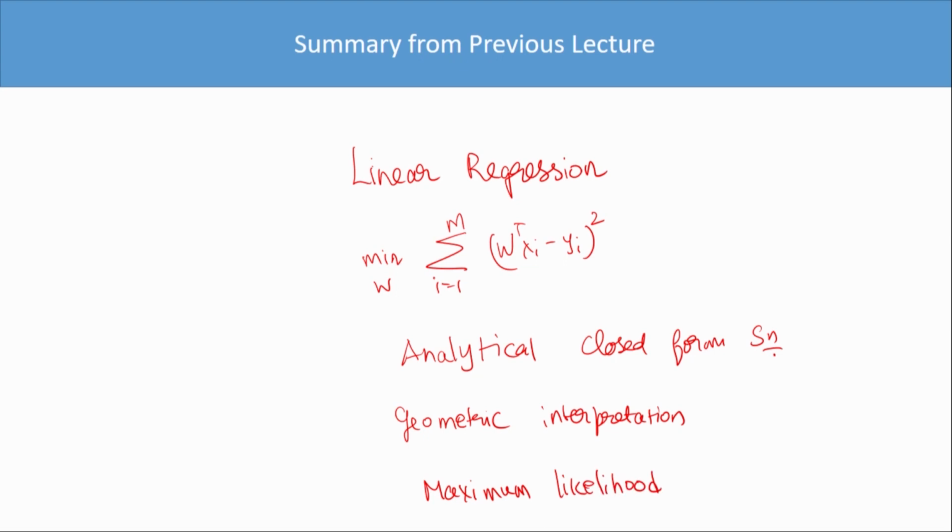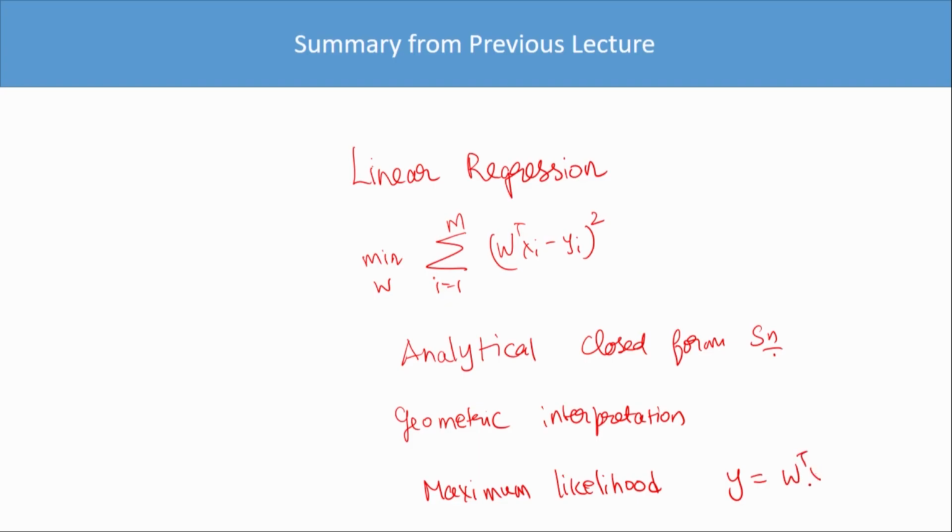We tried to show that if your y was w transpose x plus epsilon, where epsilon is some Gaussian noise with mean 0 and let's say variance 1, then if you did a maximum likelihood estimate for your w, that estimate is exactly the same as minimizing the least squares objective, right? So this is where we ended yesterday.